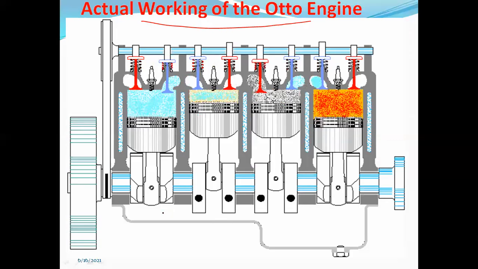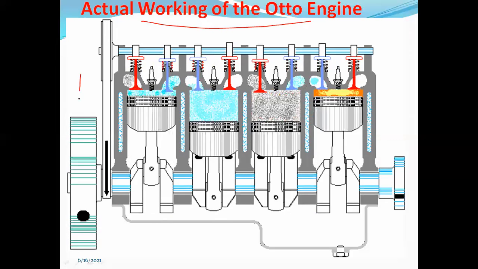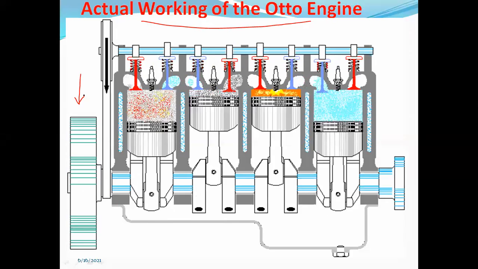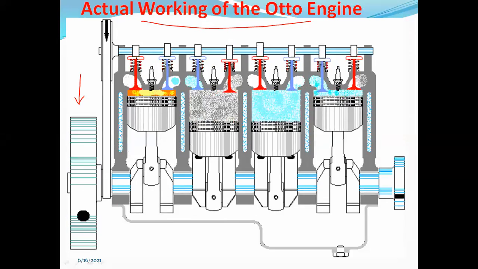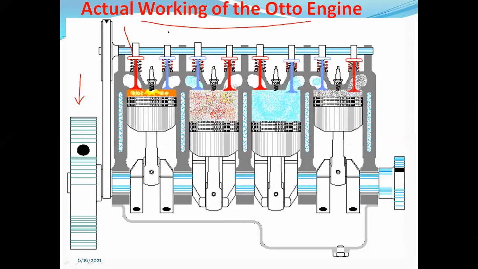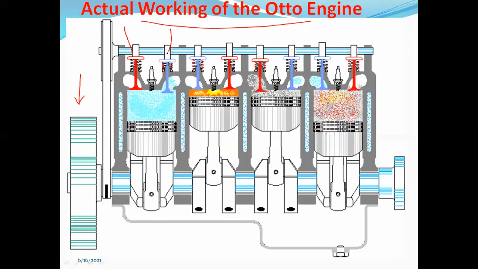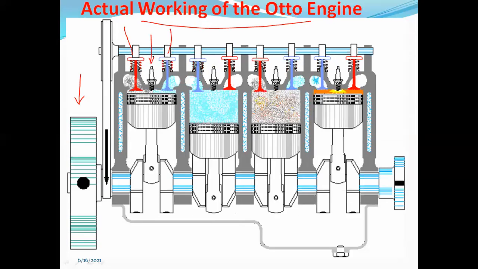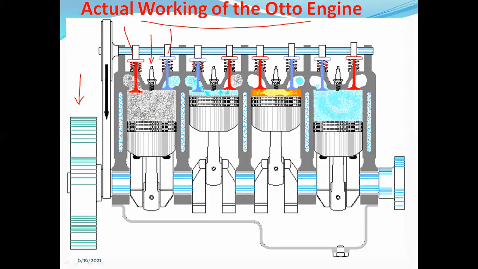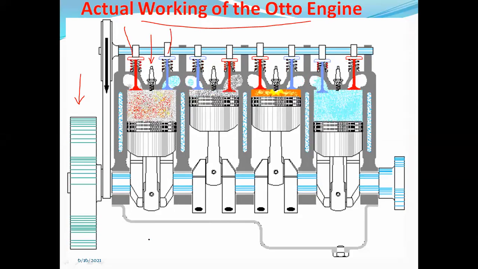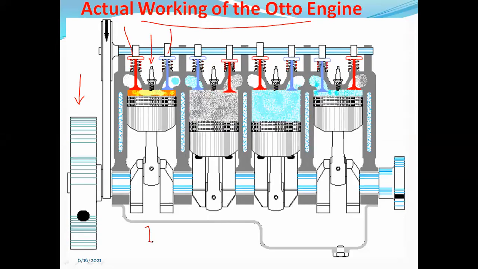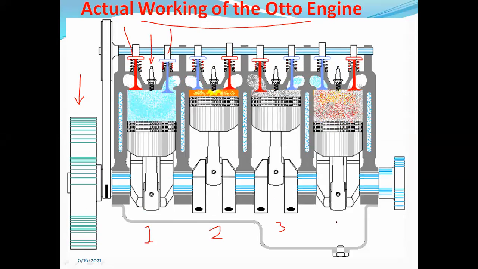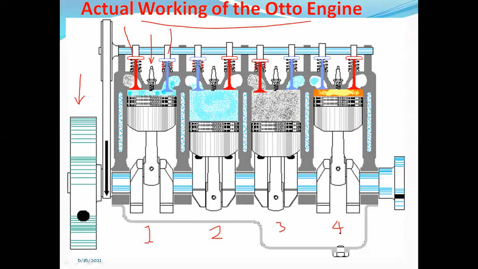Here, this is the crankshaft at the bottom, and you will be observing the inlet valve. This is the inlet valve. Then the outlet valve or exhaust valve, and at the center, the spark plug. All these four cycles are taking place inside the first cylinder. Then this is the second cylinder, third cylinder, and the fourth cylinder.